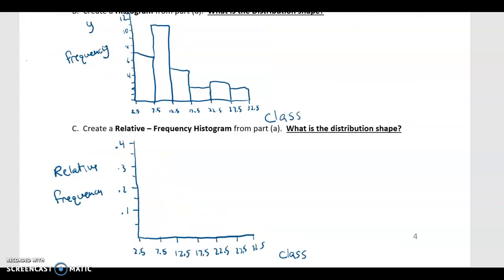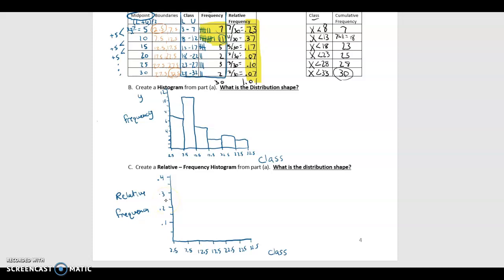Now that we have our axes written in, we can go ahead and make our graph with our relative frequencies. The first class is at 0.23. The next class is at 0.37. And then we have 0.17, 0.07, 0.1, and 0.07.